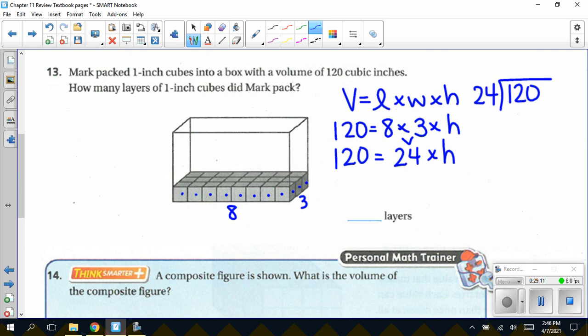So I know 6 layers is going to be too much, so I'm actually going to just bump it down 1, and I'm going to try 5. So 24 times 5, well, 5 times 4 is 20. 5 times 2 plus 2 is 12. That does give me my 120, so I can easily see that it is 5 layers for this prism.